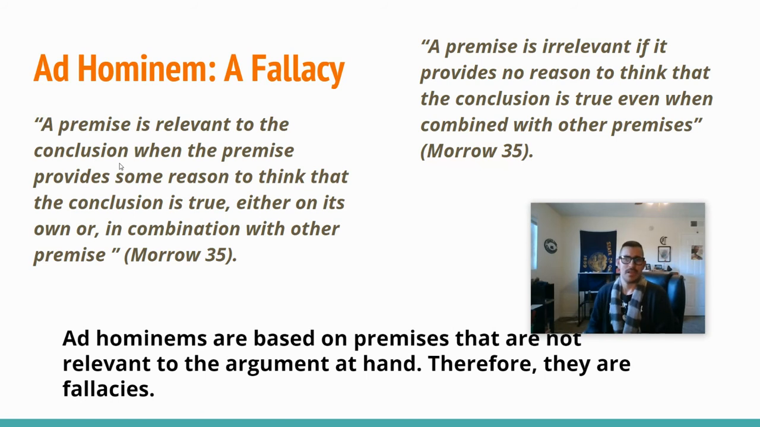Ad hominems are based on premises that are not relevant to the argument at hand. Therefore, they are fallacies. The size of Trump's hands has nothing to do with his politics. The size of Marco Rubio's stature has nothing to do with his ability to participate in politics. They are fallacies. They are ad hominems.